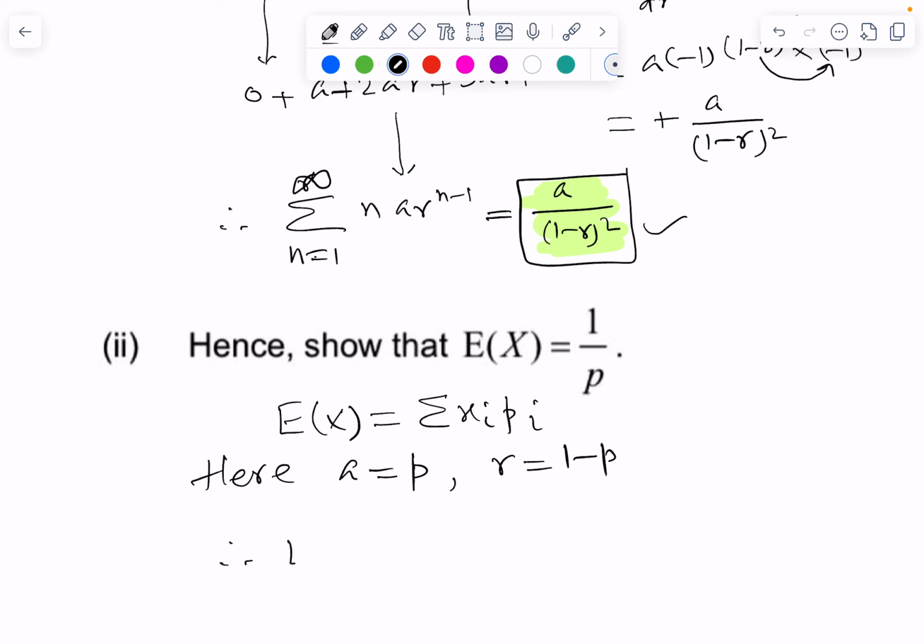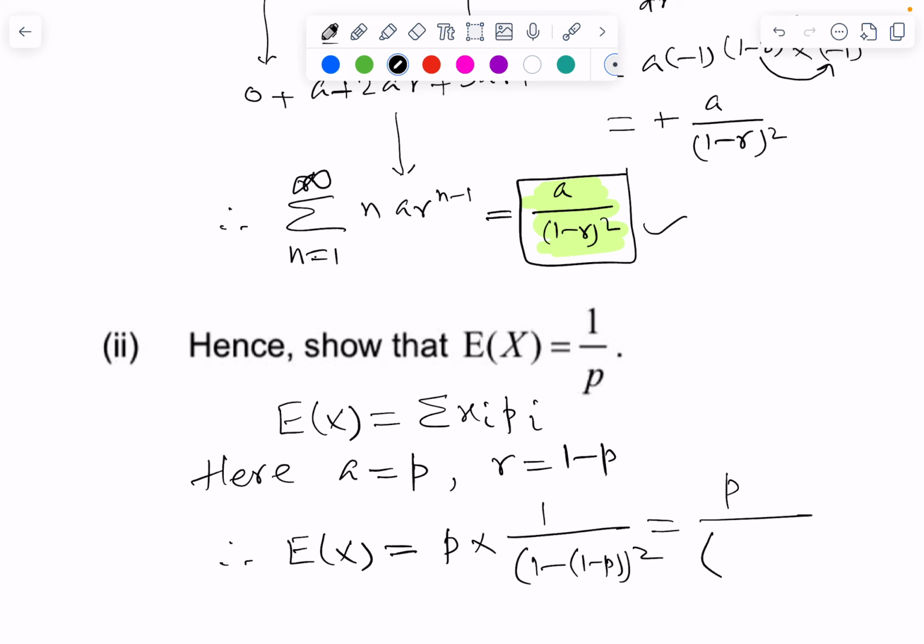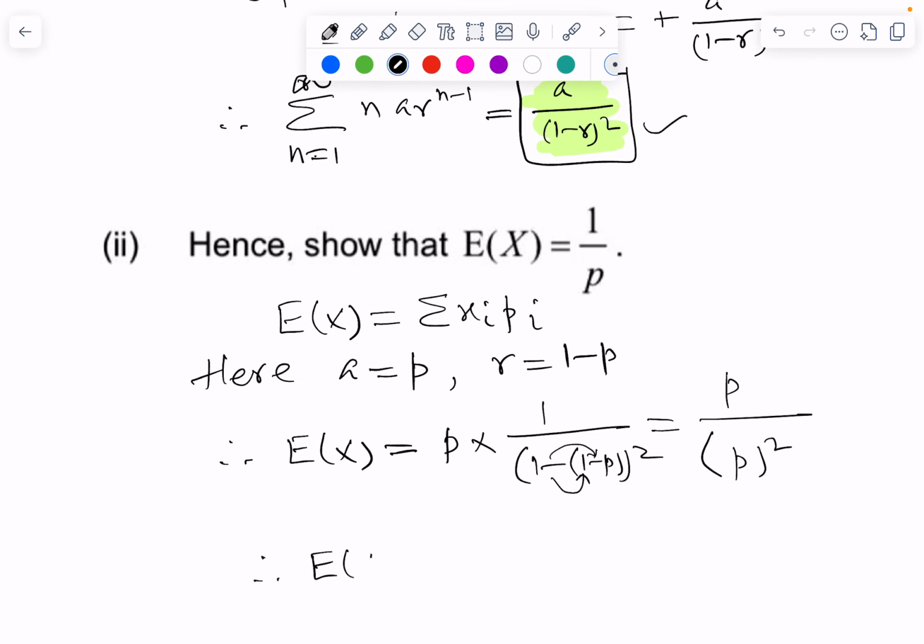So therefore E of x will be p into 1 upon 1 minus r, which is 1 minus p, the failure, to the power 2. When we simplify this, it will be p upon 1 minus 1 minus p squared. 1 minus 1 will be 0, and minus and minus plus p, so p square. So finally we get E of x is equal to 1 upon p. Like this we get the answer of the second part.